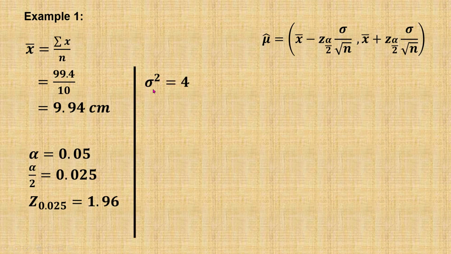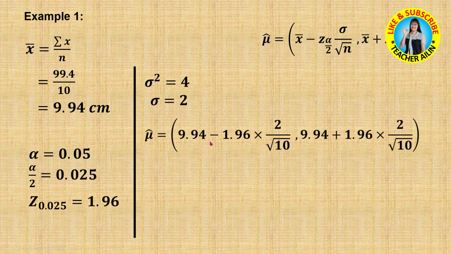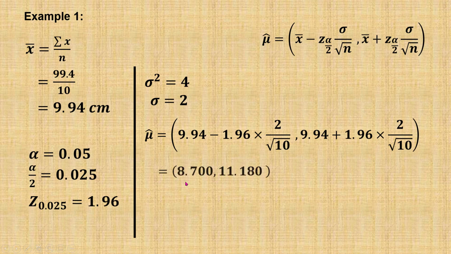Now we are going to find this value. Since we are given the variance is equal to 4, therefore this is equal to 2. After we have got all these values, we simply substitute them into the formula. After calculating, we find that the confidence interval is from 8.700 to 11.180. Then based on this confidence interval, we are going to interpret.